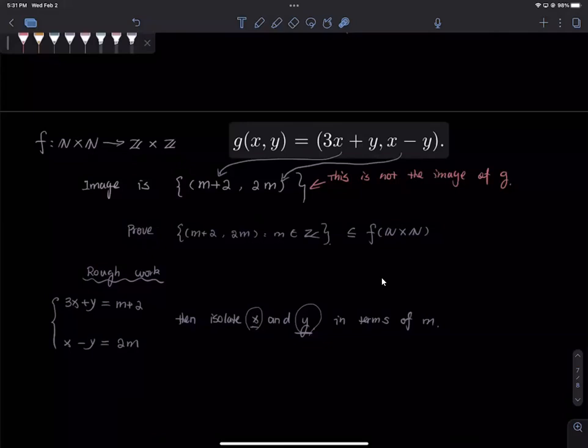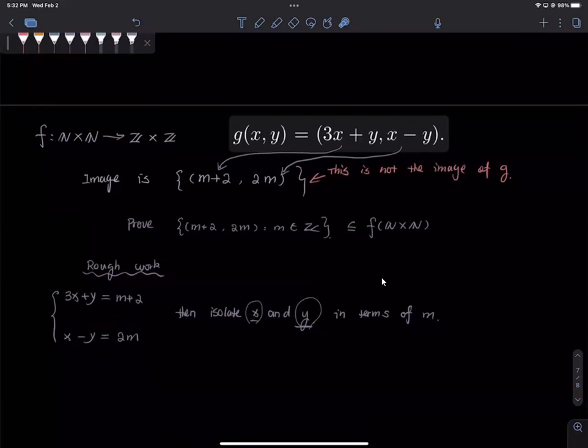Find the image is way too hard for you guys. You need to learn multivariable calculus first. So I don't think we'll ever ask you to find the image, because you guys only know one variable calculus. Once you learn multivariable calculus, you can find the image.